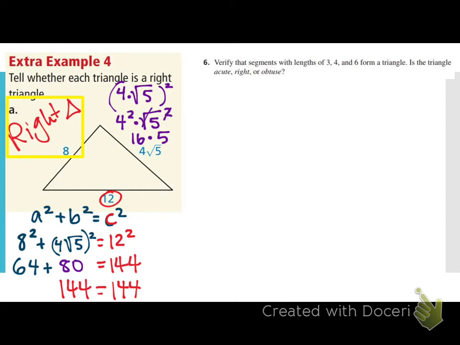This is why it's crucial to make sure you get that number correct, the squaring of the radical and all that stuff. You're going to write down the last question. It's very small on my screen because that's how it would fit. But we're going to verify that 3, 4, 6 form a triangle and then decide if it is acute, right, or obtuse. I'll give you a second to write it down. We're writing it down.